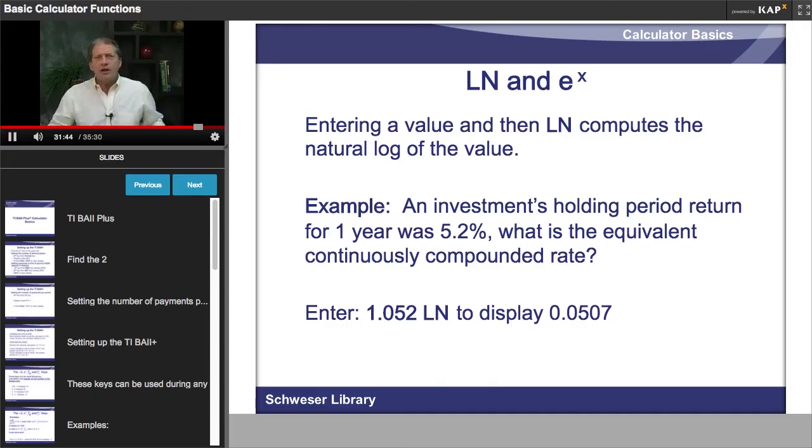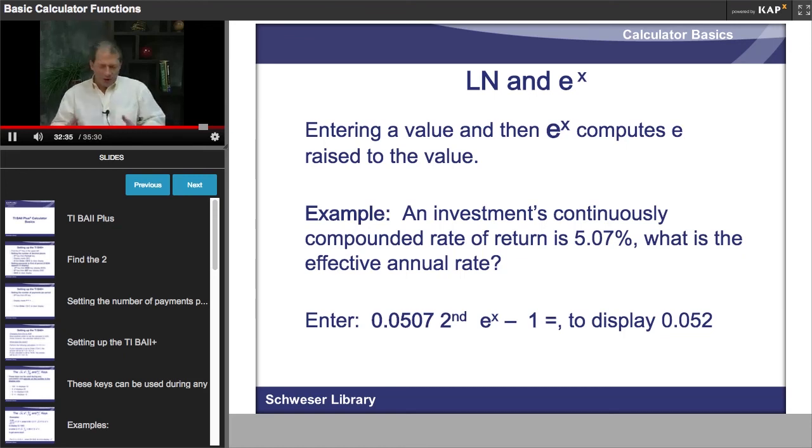So that's where this log key comes up in level 1. If we've got 5.2% for our holding period return over the whole year, the value of our investment went up 5.2%, we're going to put in 1.052, got to turn it on as usual, 1.052, and then you see the LN key in the fourth row up on the left-hand side, hit that, and I get 0.0507. So a continuously compounded rate of 5.07% would increase the value of an asset by 5.2% over the course of a year.